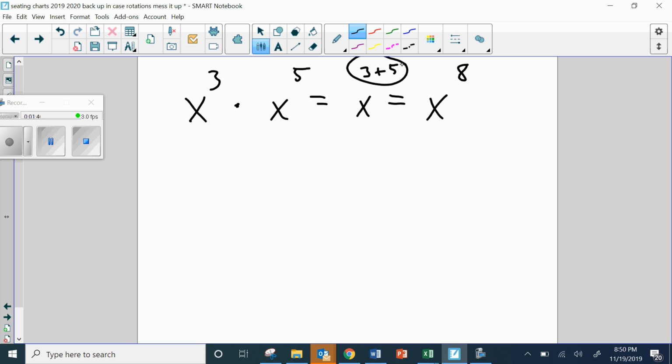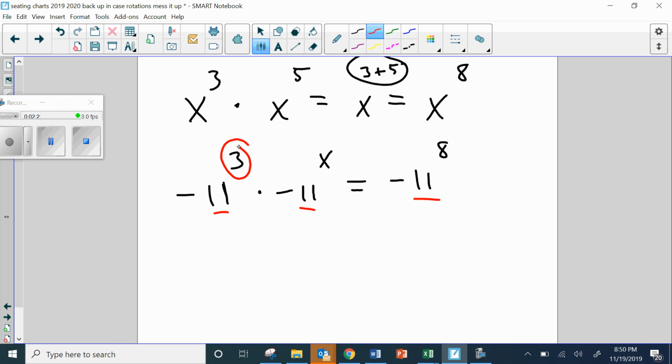Let's do one that's a little trickier. So if we have negative 11, it really doesn't matter what the base number is as long as it's the same base. And if we have the number 3, and then over here we say times, again, negative 11 is our base, so the same number, and this time we say raised to the x power, then we say that equals negative 11 raised to the 8th power. So based on our rule, we know that if we have the same base everywhere, negative 11, negative 11, negative 11, these exponents have to add up to be 8.